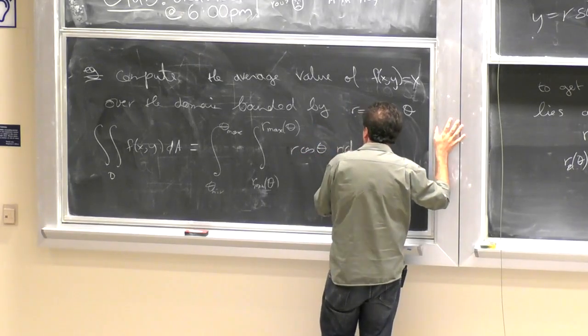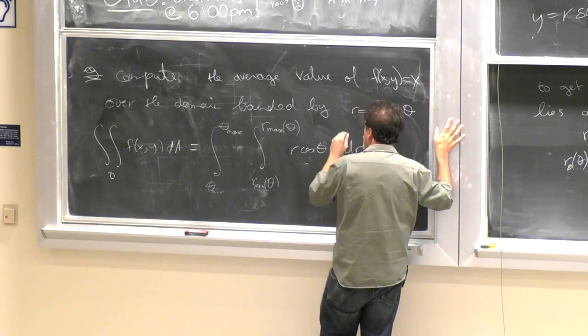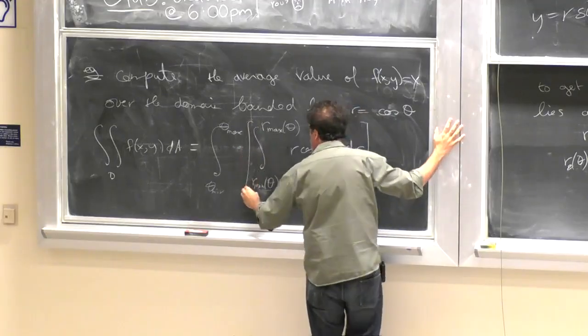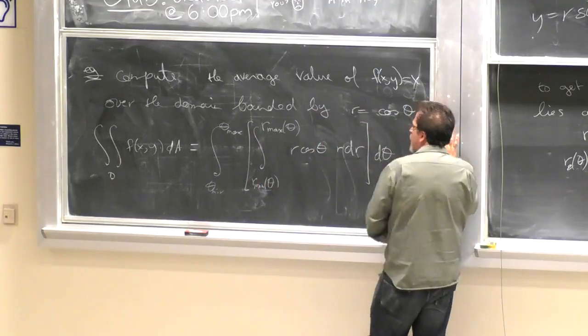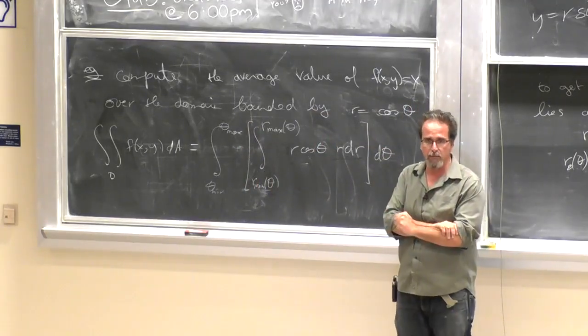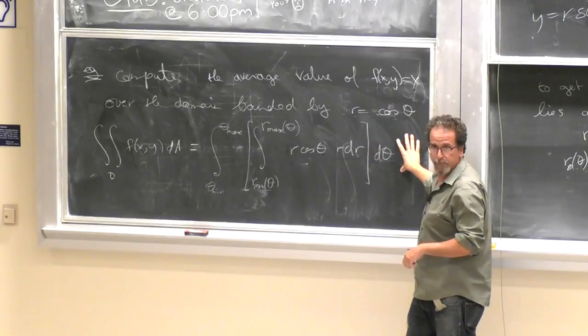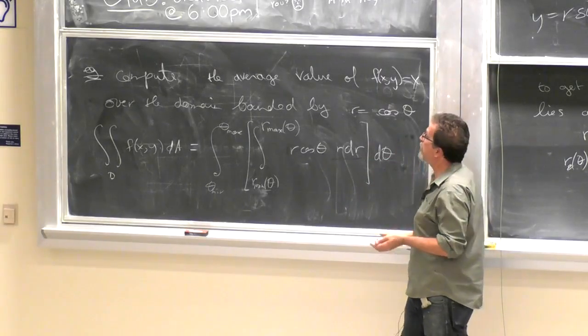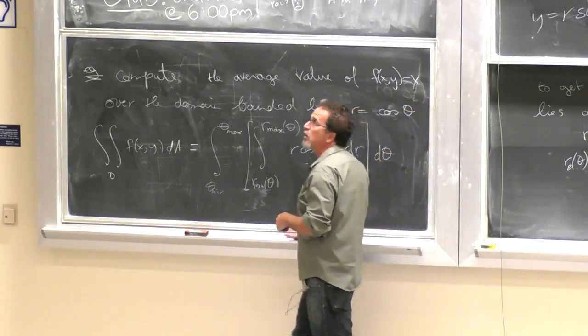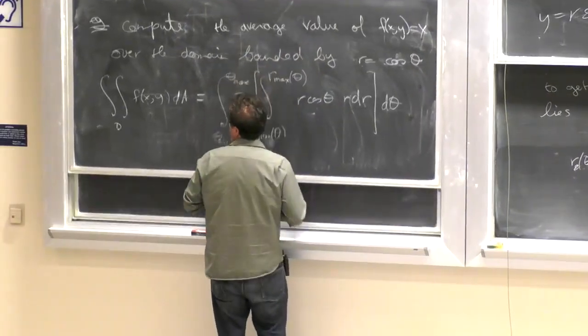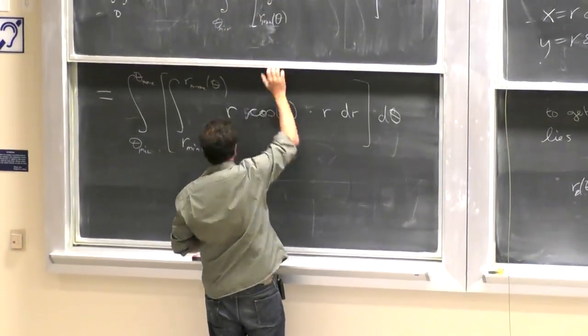Then I have to integrate r dr. Remember, you always have this r dr in polar coordinates. And then the result of that, I have to integrate with respect to theta. That'll be the numerator. Okay? And then I have to find the denominator in order to compute the average. I probably will not get to it because I'd like to do this very methodically.